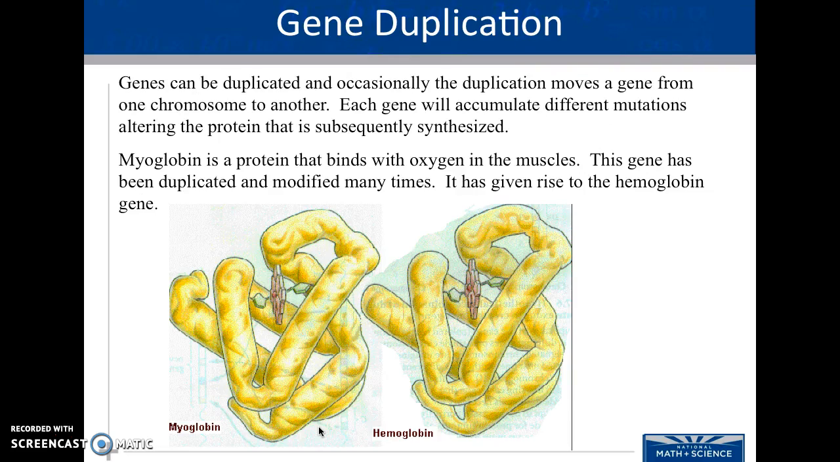Genes can be duplicated, and occasionally the duplications move a gene from one chromosome to another. This is a big mutation, right? A whole gene moving can impact the evolution of a species. An example is myoglobin, a protein that binds with oxygen and carries oxygen into the muscles. This gene has been duplicated and modified many times, and it gives rise to the hemoglobin gene, which carries iron and oxygen in our blood.